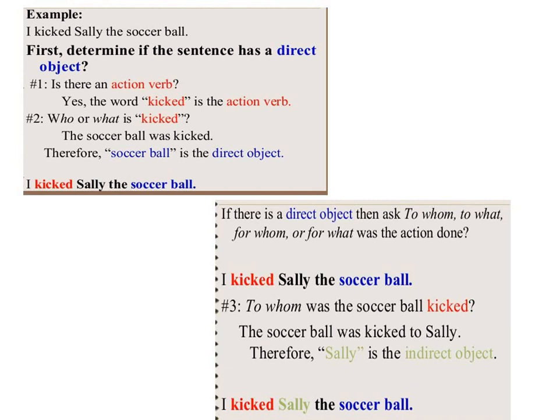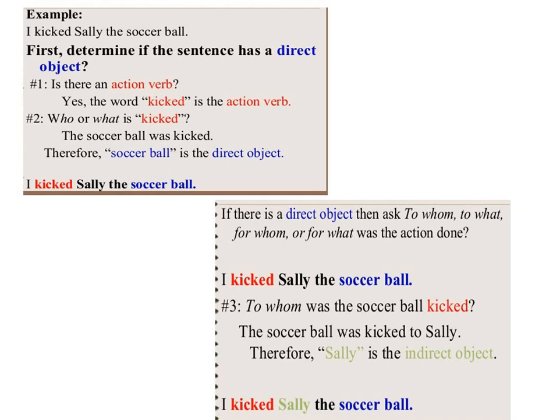So to whom was the soccer ball kicked? The soccer ball was kicked to Sally. So the answer is Sally. Therefore Sally is the indirect object. I kicked Sally the soccer ball.